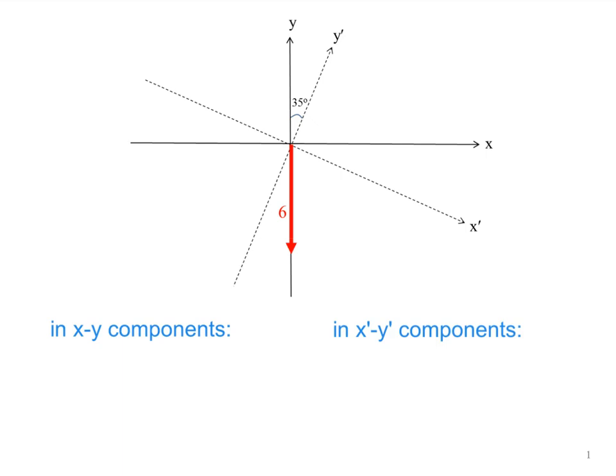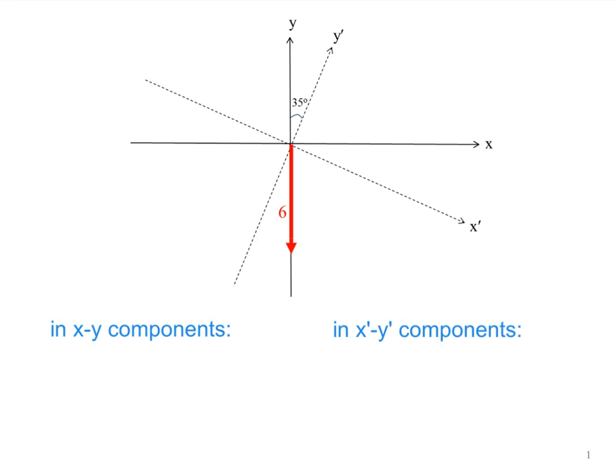Here we're given a vector of length 6 pointing straight down, and we first want to express it in terms of its xy components, and then we want to re-express it in terms of its x prime, y prime components. Let's start with the xy components. So we have a vector length 6 pointing straight down. Notice that it's purely along the y-axis already, so there's actually nothing to break up.